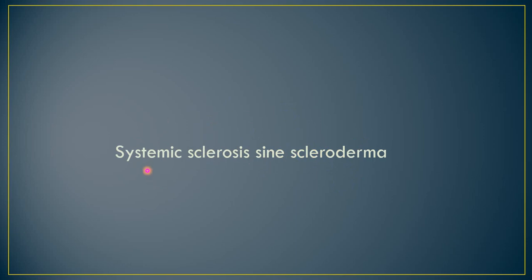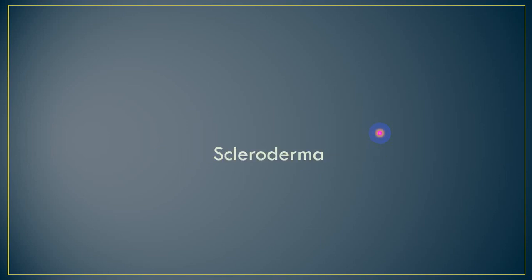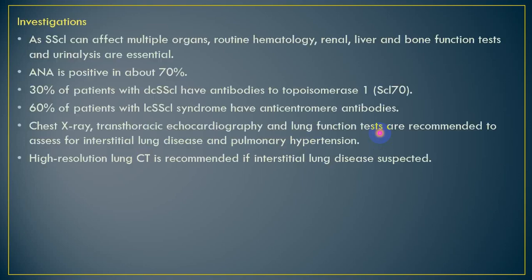Another term, systemic sclerosis sine scleroderma, meaning sclerosis and fibrosis of the internal organs without skin involvement. This is the reverse of scleroderma. Here, there is no skin involvement in systemic sclerosis sine scleroderma. Only internal organs are affected, without skin involvement.